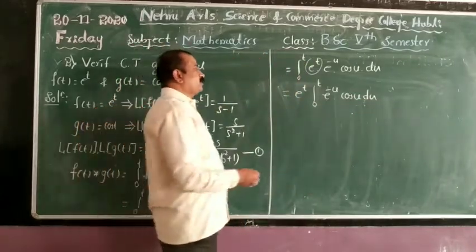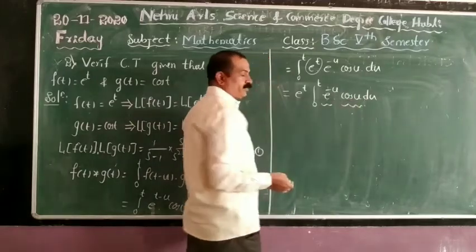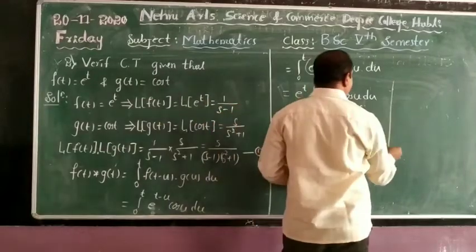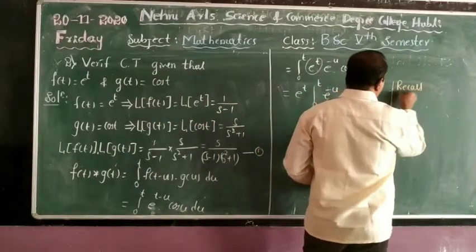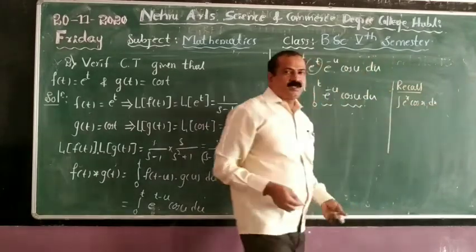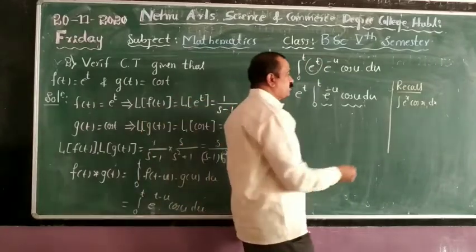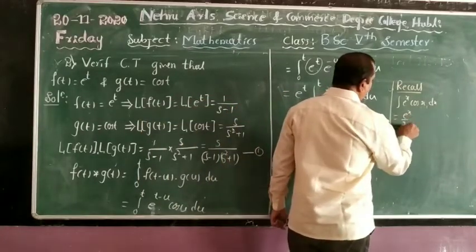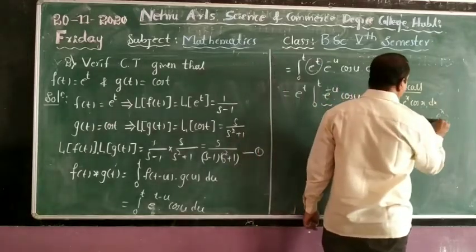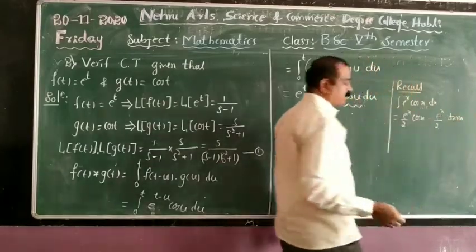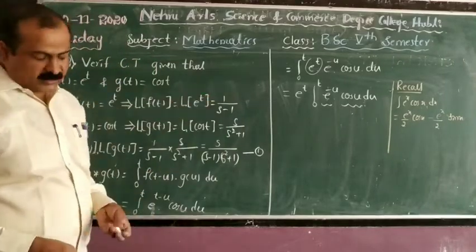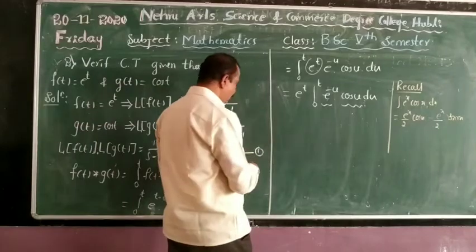So here we have to use the reduction formula or integration by parts for e raised to minus u into cos u. For this it is necessary to recall the result. Integration of e raised to x into cos x dx, by reduction, is e raised to x by 2 into cos x minus e raised to x by 2 into sin x. Here, instead of e raised to x there is e raised to minus u, and cos x is cos u, so x is minus u.